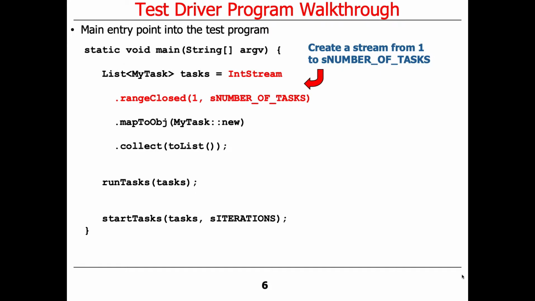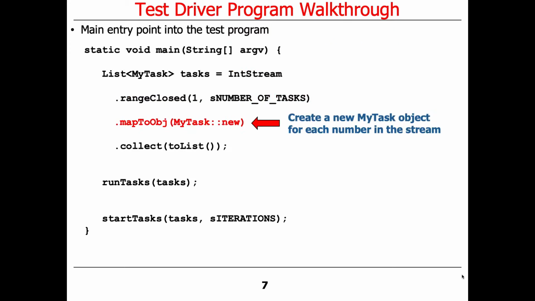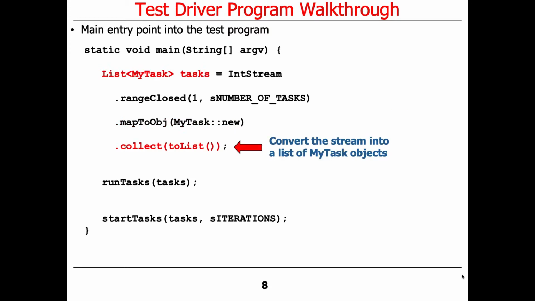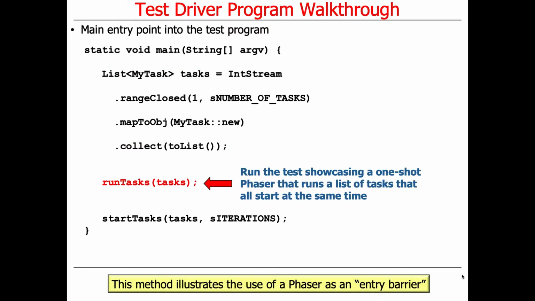We then go ahead and create a stream from 1 to number of tasks. So let's say we want to make 10 tasks. For each of those numbers, we make ourselves a new myTask object. So we use map to object, making a new myTask object. So now we have, let's say, a stream of 10 myTask objects. We collect all those task objects into a list. And then we take that list of myTask objects and we first run a test that showcases a one-shot phaser.